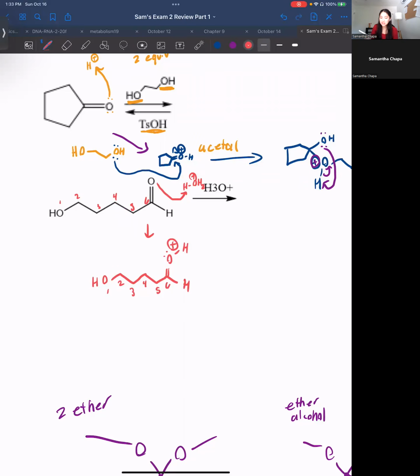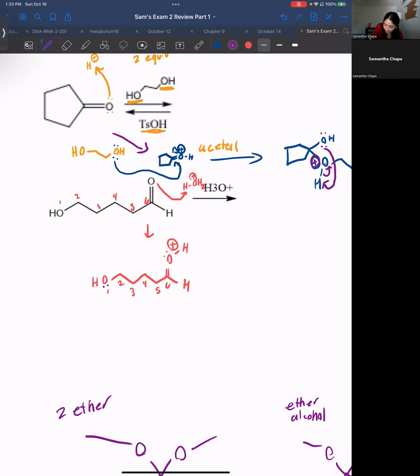Positively charged oxygen makes it easier for a neutral nucleophile to come in and attack. In this case, we don't have anything else under or over our arrow, so whatever is inside my compound is going to be an intramolecular cyclization. Intramolecular means within the compound, and the cyclization means you're going to make a cyclic molecule.